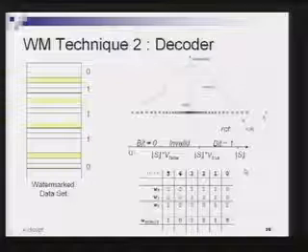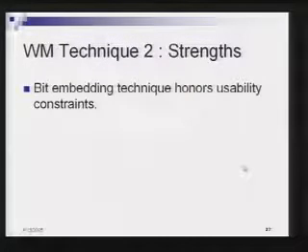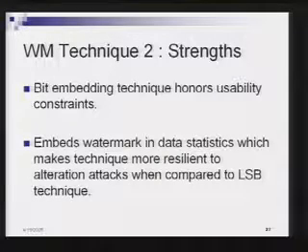Let's talk about now the problems. Let's talk about the strengths, to be fair. The strengths: the bit embedding technique honors the usability constraints, so we can enforce the usability constraints while we are changing these numbers. It also embeds the watermark in the data statistics, which makes the technique more resilient to alteration attacks compared to the least significant bit technique. Just remember, the least significant bit technique is very easily attacked. But in this technique, you are embedding it in the statistics.